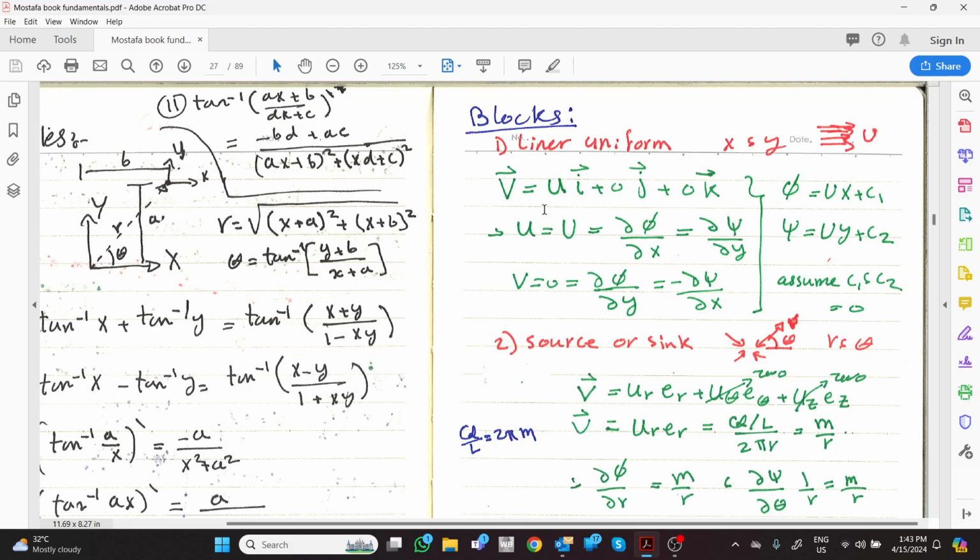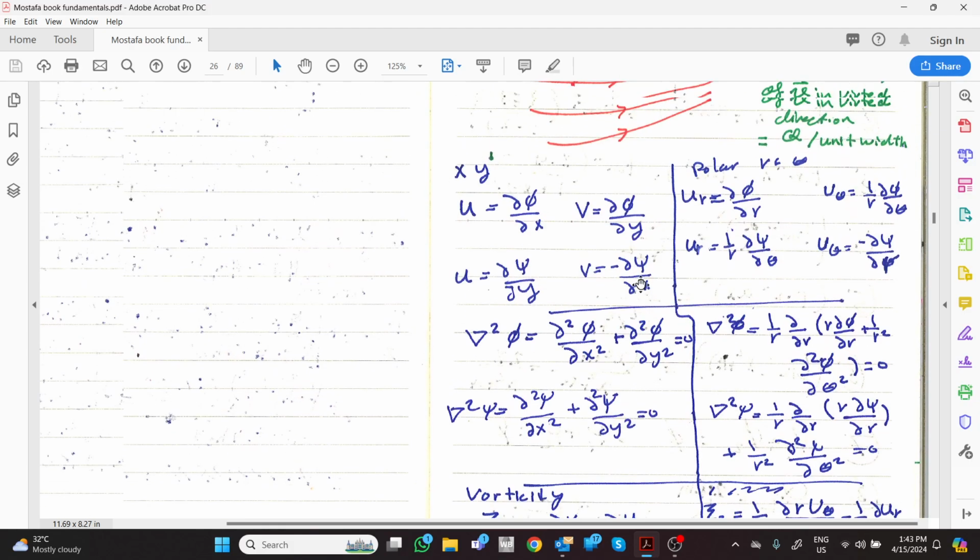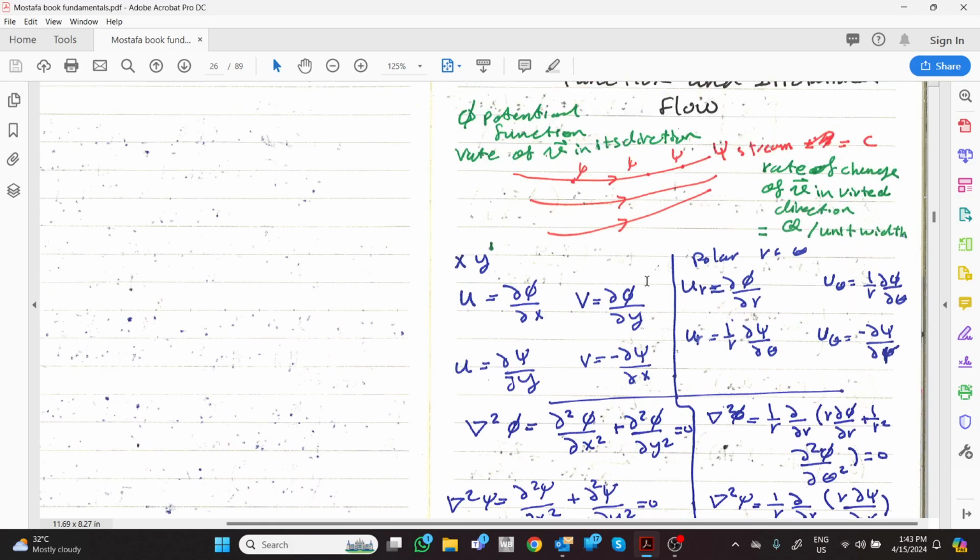Now there is a very important point. While we already defined phi and psi, there is one condition in CFD or in fluid mechanics. The rate of change in the directions can be added, not the magnitude. Like the velocity in x direction plus velocity in x direction can be added, but pressure at x direction and pressure at x direction cannot be added.